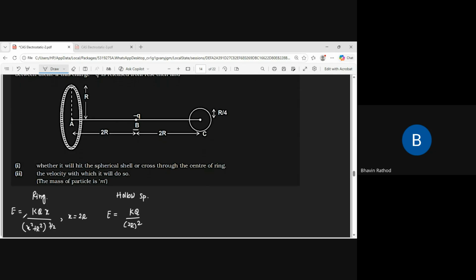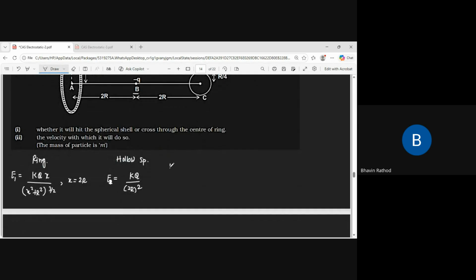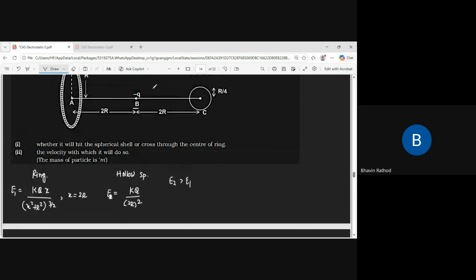If we compare the magnitude of these two electric fields, it turns out that the field of the hollow sphere is stronger. E2 is greater than E1, and hence the attractive force because of the shell is going to be larger. So the point charge will start moving towards the shell. So that's the first part.